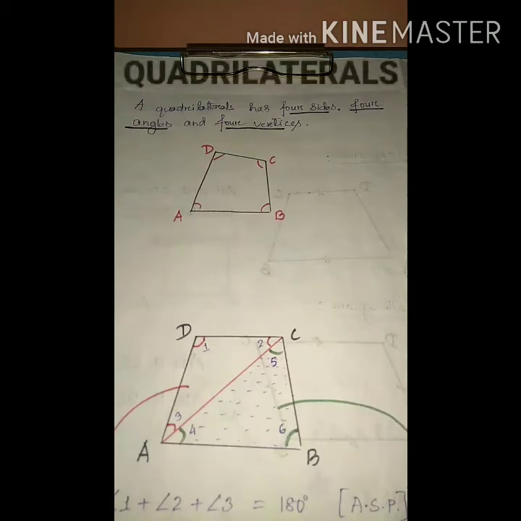Good morning, students. After completing the lines and angles chapter, today we start the next chapter, which is Chapter 8, Quadrilaterals. Now we already know what quadrilaterals mean. A quadrilateral has 4 sides, 4 angles and 4 vertices. So here you see the diagram given to you.